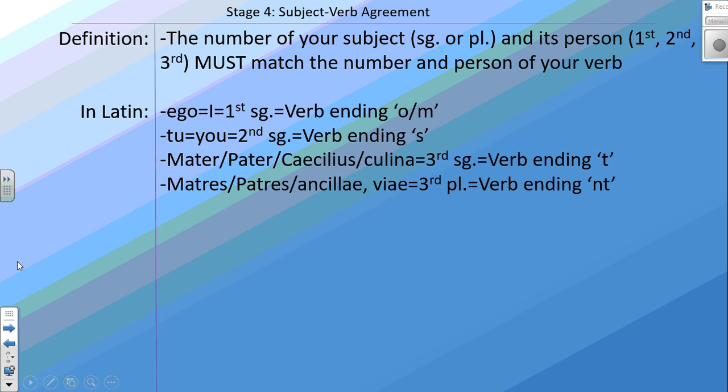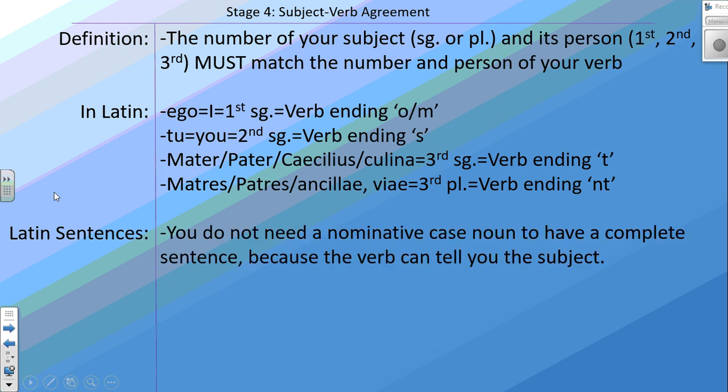If you're talking about someone in the plural or something in the plural, then, mother, father, slave, mothers, fathers, slaves, or streets, then your third person plural verb ending is going to be NT. All right? I didn't give you the plural for ego and tu because we'll learn about those plural pronouns later on, but you still might see plural verb endings, mus and tis, as well. And I'll show you some examples of how they might show up without a pronoun in just a moment.